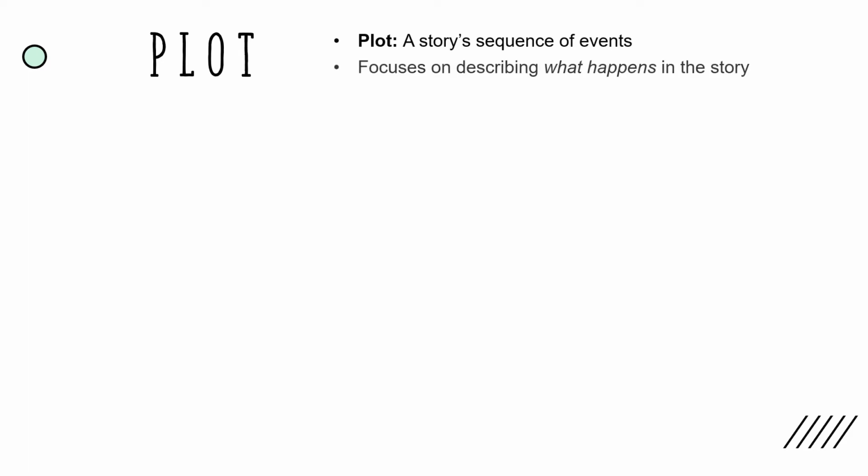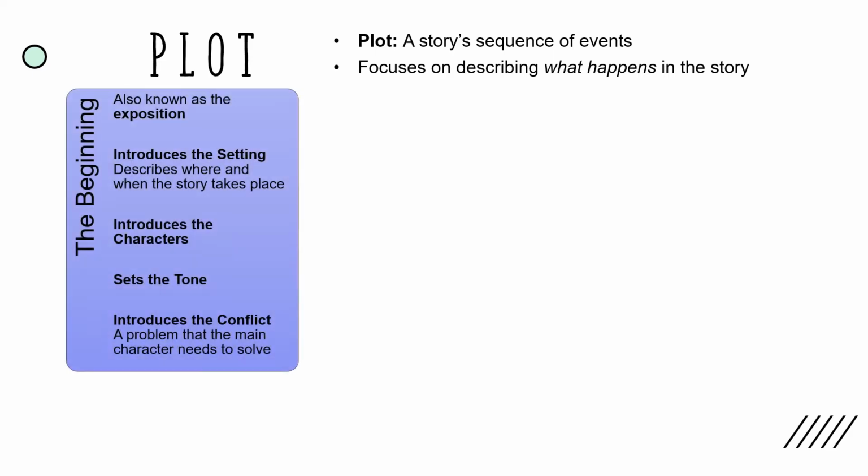Another literary element is plot. The plot is a story's sequence of events and focuses on describing what happens in the story. The plot of a story can be broken up into three parts: the beginning, the middle, and the end. The beginning of a story, also known as the exposition, usually introduces the setting of a story by describing where and when it takes place, introduces the characters of a story, sets the tone of a story, and introduces the conflict of the story, which is generally a problem that the main character needs to solve.